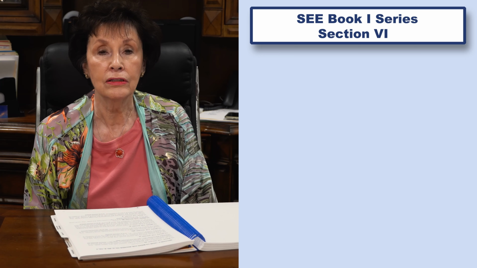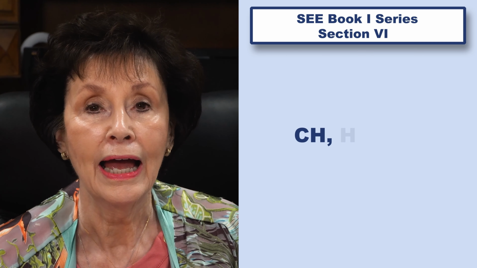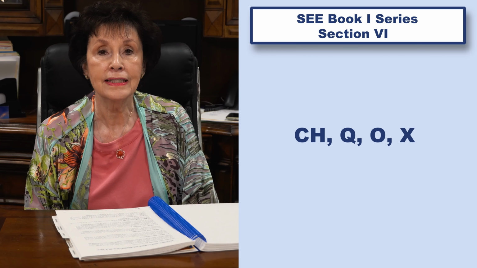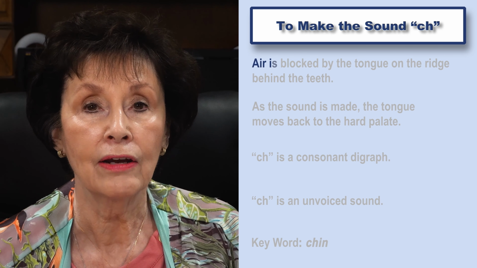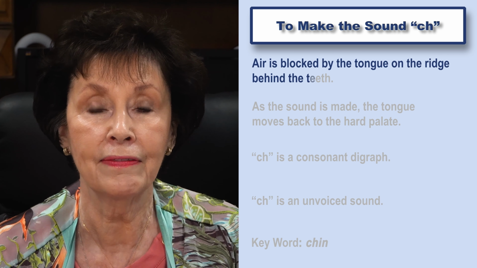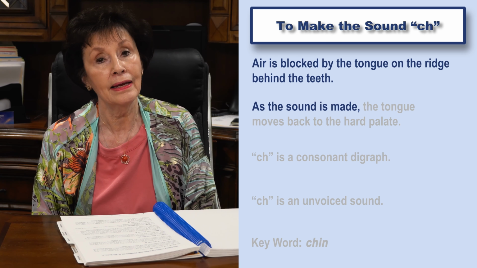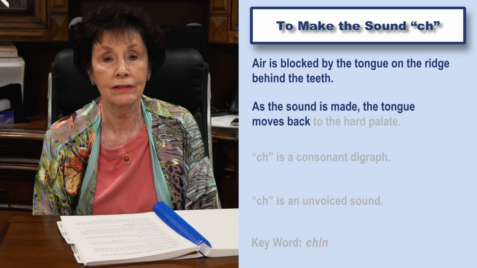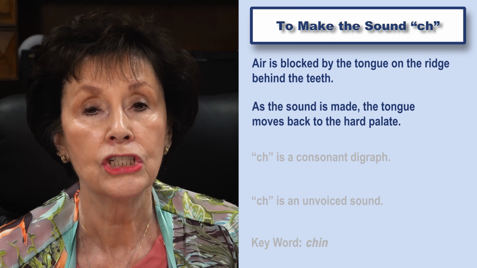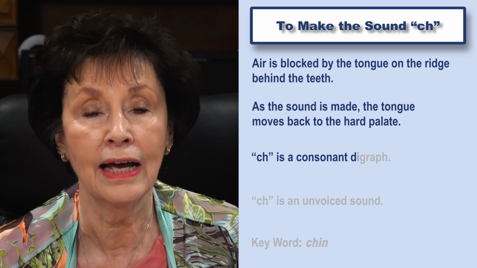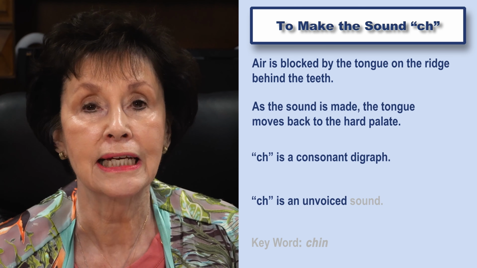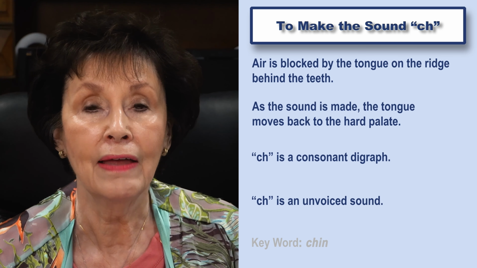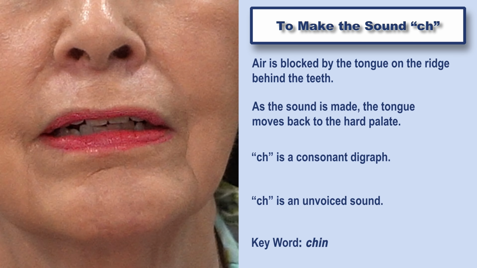Section 6 includes the consonant digraph CH, Q, O, X. To make the sound of the consonant digraph CH, ch, the air is blocked by the tongue on the ridge behind the teeth. As the sound is made, the tongue moves back to the hard palate. Ch is a consonant digraph. Ch is an unvoiced sound. And the key word is chin.